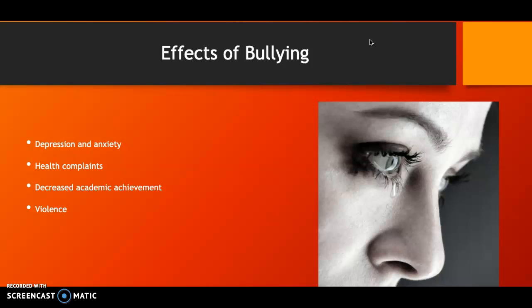Academic achievement may also suffer as a result of mental health issues, as students may lose motivation for doing their work or may find it harder to perform their work due to their depression or anxiety. Violence can also be an effect of bullying, as students who are bullied may lash out themselves and become bullies.